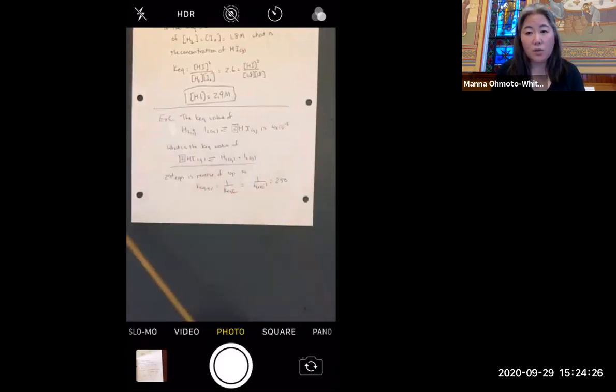So this is one of those questions where at first glance you're looking at it going, how am I supposed to know this? I don't know any of the concentrations of any of my gases, until you realize, oh, the relationship between these two equations is that they're opposite, so I just take the reciprocal of the KEQ value.